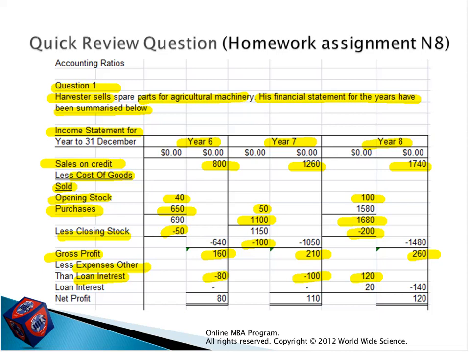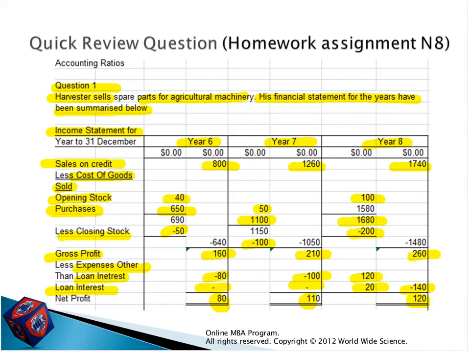And we have some loan interest. In year 6 we have no loan interest. Year 7 same. At year 8 we have 20. So all our other expenses total at year 8 is a negative figure 140. And we have net profit. The net profit for year 6 is 80, for year 7 110, and year 8 120, right? So this is clear, right? The income statement is very simple, with clear items and figures.